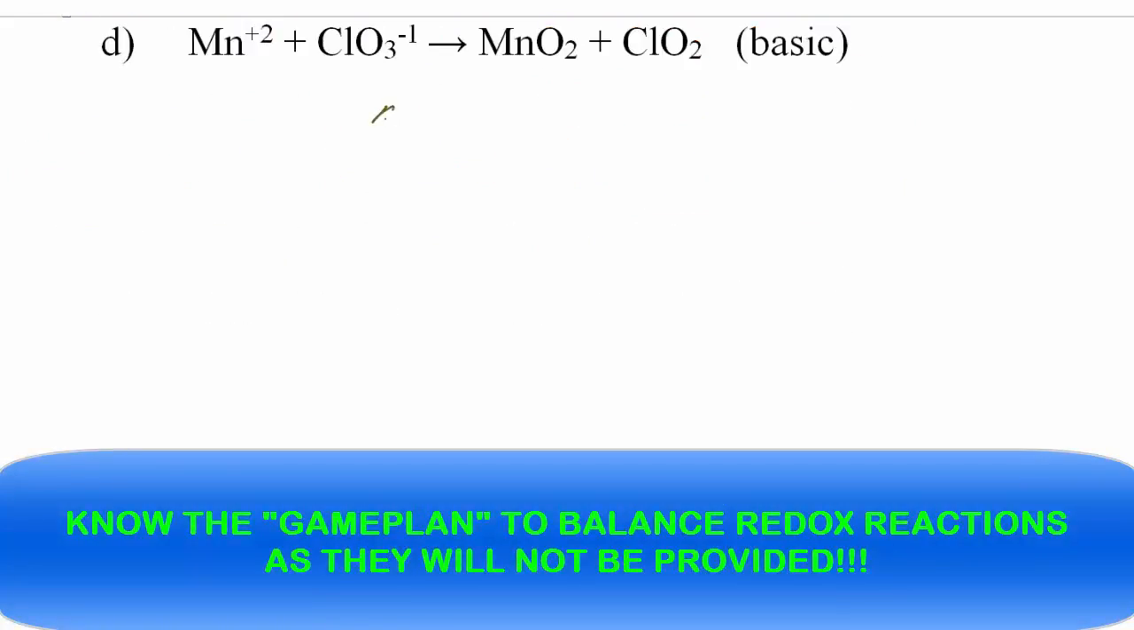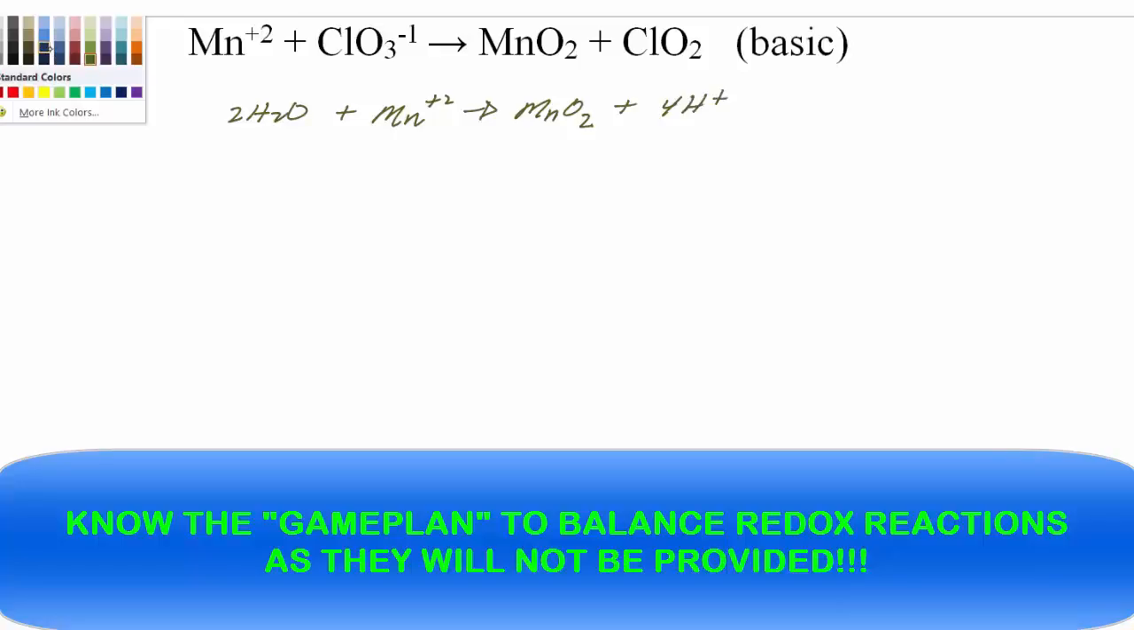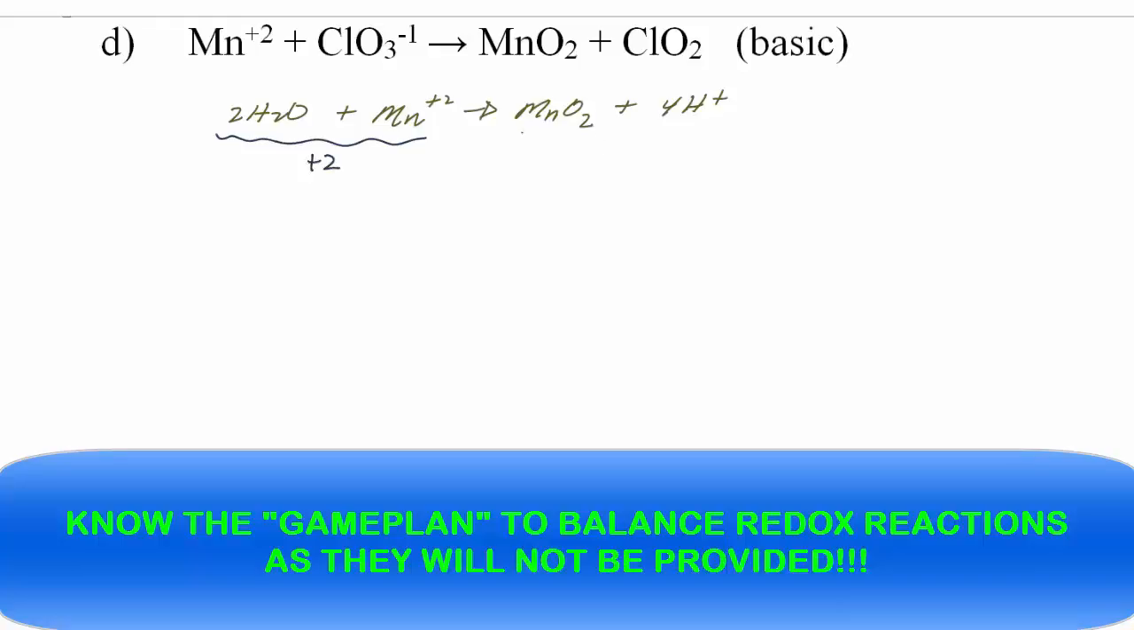First step, break it into its half reactions. Manganese 2+ goes to manganese 4 oxide. 1 manganese on both sides, so balance oxygen by adding H2O, hydrogen by adding H+, electrons to the most positive side, positive 2, positive 4, so we're going to add 2 electrons over here. That way I have a positive 2 on both sides. So this half reaction is completed.